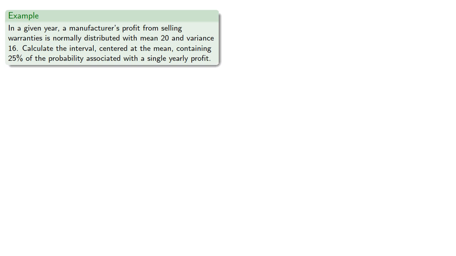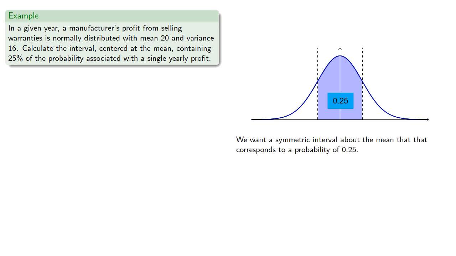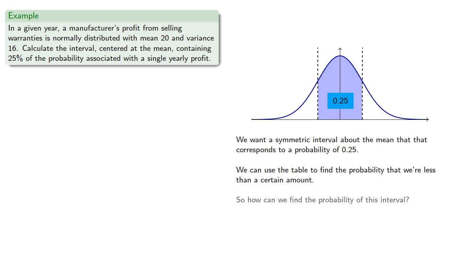Or let's suppose that in a given year, the manufacturer's profit is normally distributed with mean and variance. Let's find an interval centered at the mean containing 25% of the probability. We want a symmetric interval about the mean that corresponds to a probability of 0.25. Now, we can use the table to find the probability that we're less than a certain amount, but how can we find the probability of some interval?